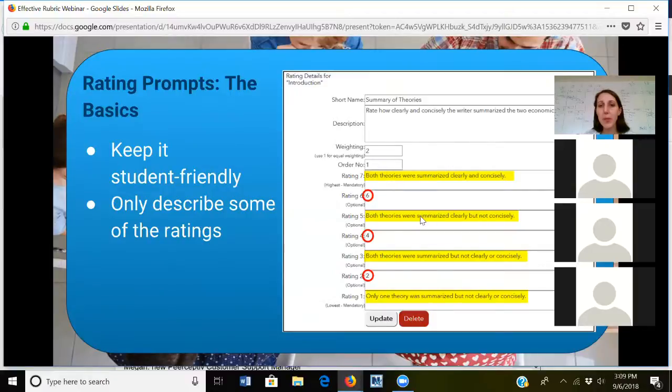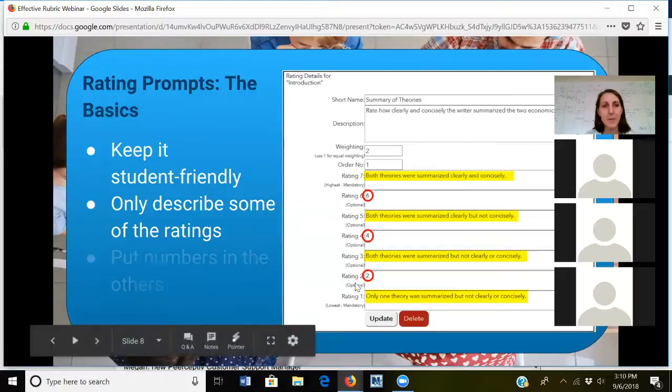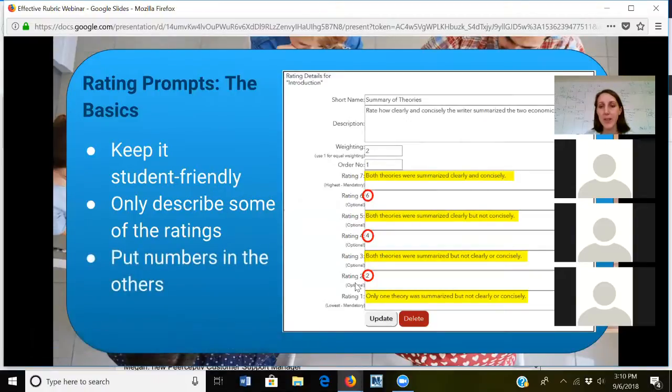Rating 5, both theories were summarized clearly but not concisely. You can see there's a difference between 7, both theories are clear and concise, to rating 5. They're both clear, but one or more is not concise. And here's where the rating 6 would come in. Imagine that a student summarized both theories clearly, one was concise, and the other one was just too long. A student would be able to extrapolate between rating 5 and rating 7 and choose rating 6. So this is one way to make the ratings a little more student-friendly by only listing descriptions in a few of the ratings. You do need to put numbers in the other. If you leave them blank, then those won't be rating options.